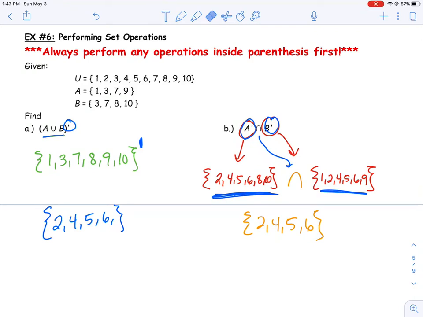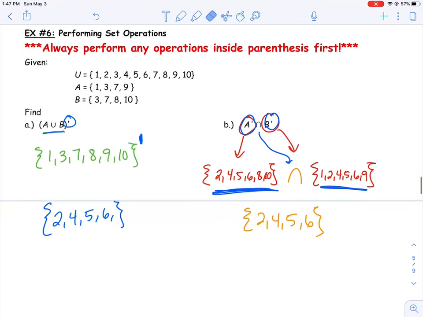But again, do you see how I was very neat and organized and I showed you each of my steps? That way I make less mistakes instead of trying to do it all in my head.